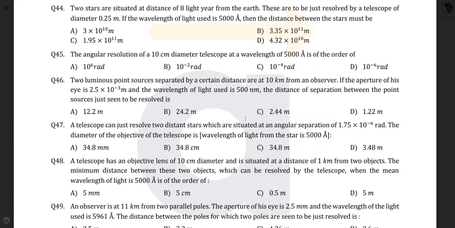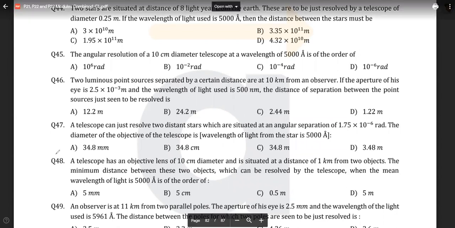48 is depending on 48 थोड़ा सा लगे है ना. देखो, a telescope has an objective length of 10 centimeter in diameter. Okay, right? So this is d is equal to 10 centimeter, है ना? And it's situated at a distance of 1 kilometer from the two objects. Okay, so r is equal to 1 kilometer. The minimum distance between, right? यहाँ पे तो same ही चीज हो गया ना. हाँ सर, ऑलमोस्ट सारे क्वेश्चन में यही चीज हो रहा है. सेम ही हो गया.